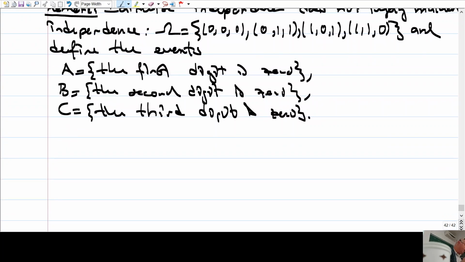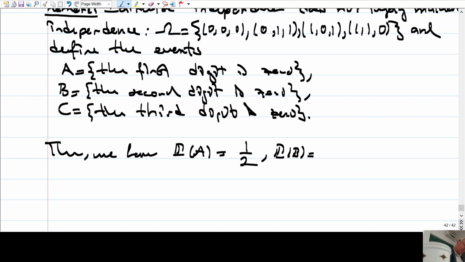Okay. Then, of course, let's compute. Then we have all these probabilities. What is P(A)? First digit is 0. What is the probability of this? It is 1 over 2 because we have 4 elements and only 2 of them have 0 in the first digit. So this is 2 over 4, which is 1 over 2. What about P(B)? The second digit is 0. Well, that's also 1 over 2. And P(C), third digit is 0. It's also 1 over 2.